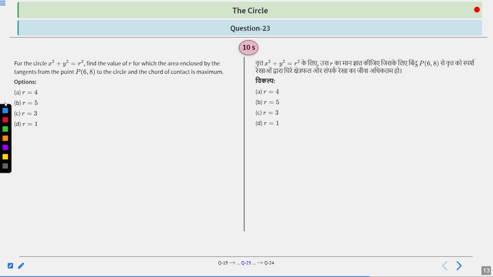Clear? Now from point (6, 8) we will draw the tangents to this circle, right? And we basically have to find the area enclosed by the tangents and the chord of contact, which should be maximum, right? So by maximizing the function with radius, you can easily find the value of r, right? So in this way, you can try to approach this question. You have 10 seconds to solve or think about this question. After 10 seconds, we will discuss the solution part, right?